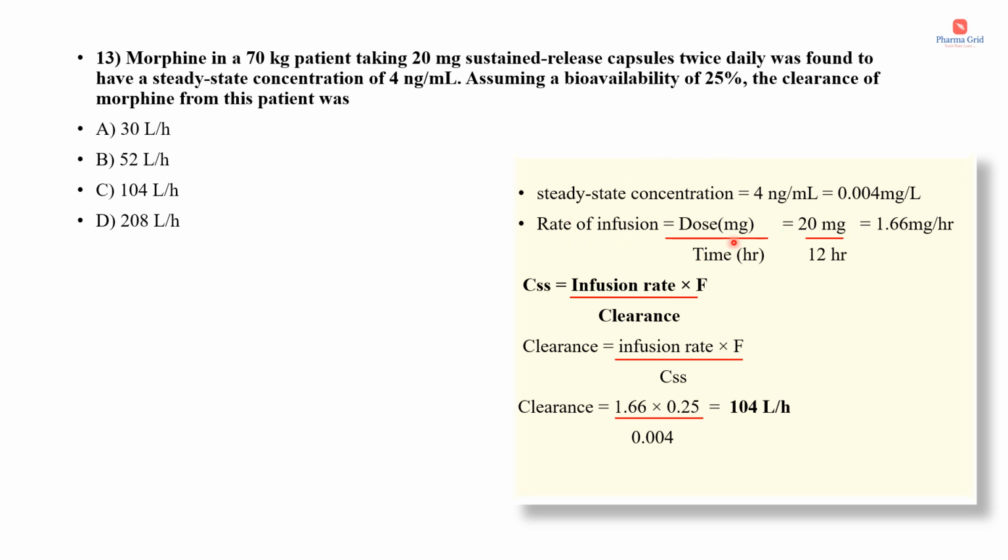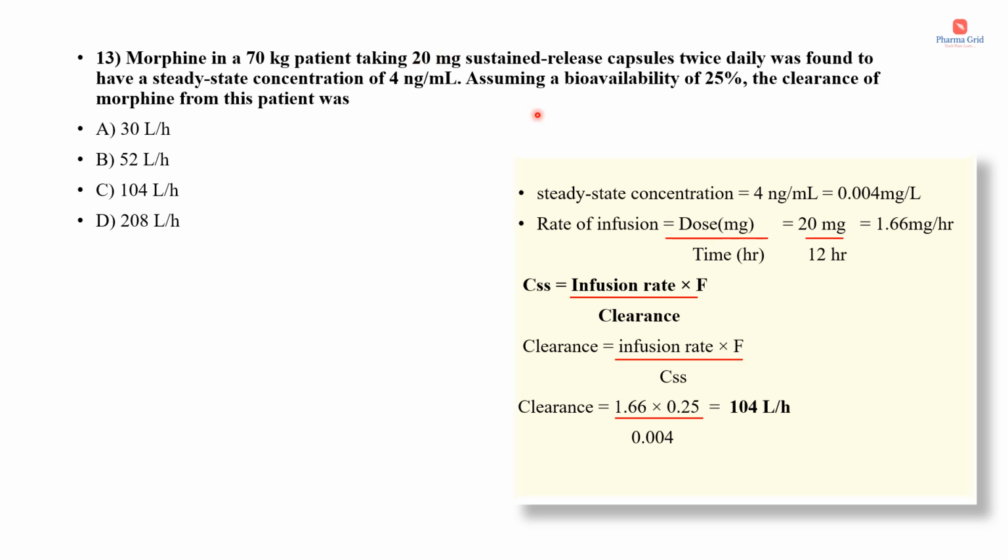Why we calculate this rate of infusion? In order to substitute this value in the equation to find out the steady state concentration. CSS is the steady state concentration. So the equation to find out CSS equals infusion rate into F divided by clearance. Okay, so in order for getting this value, we have calculated the rate of infusion here. And from this clearance can be calculated. Clearance is equal to infusion rate into F divided by CSS, where F is the bioavailable fraction.